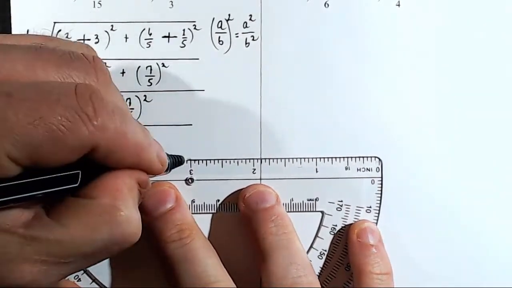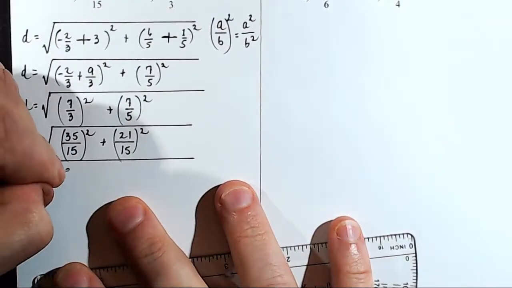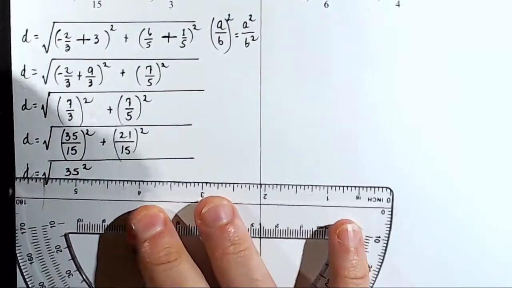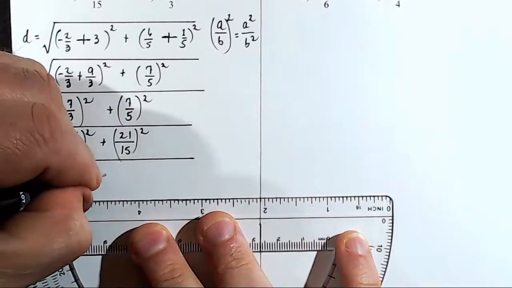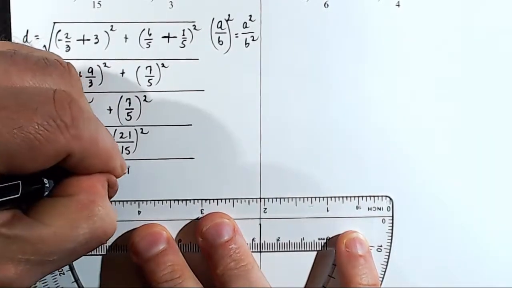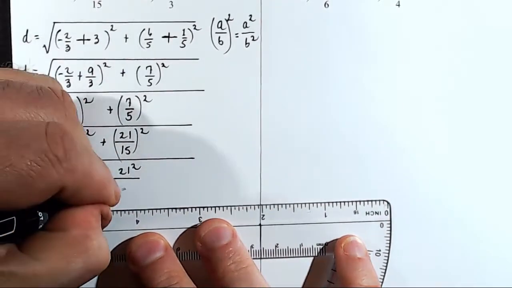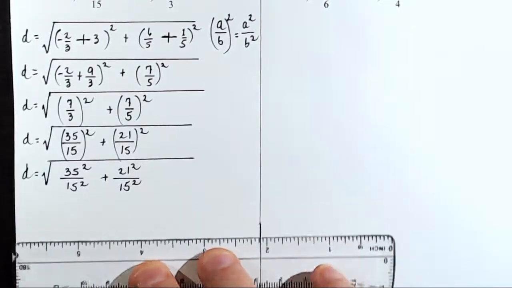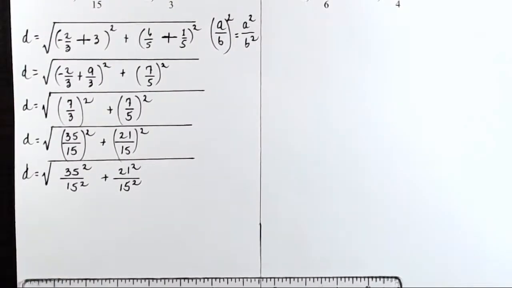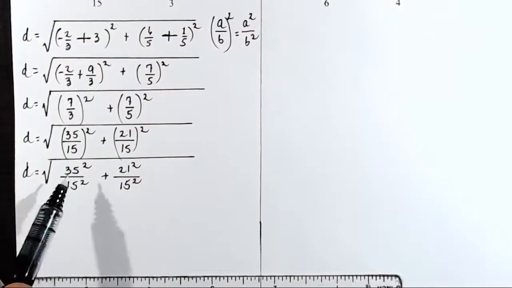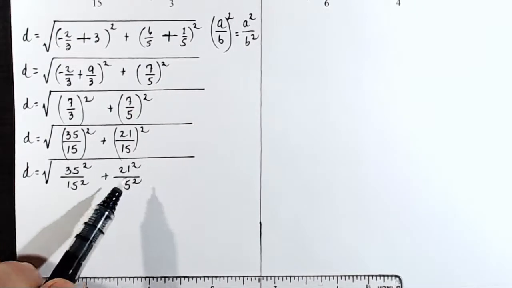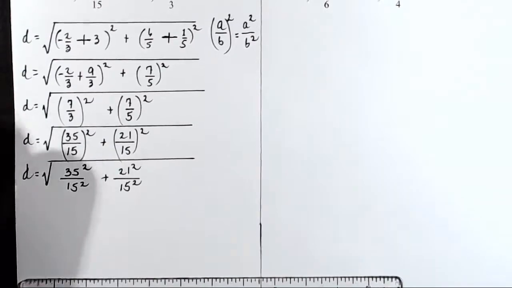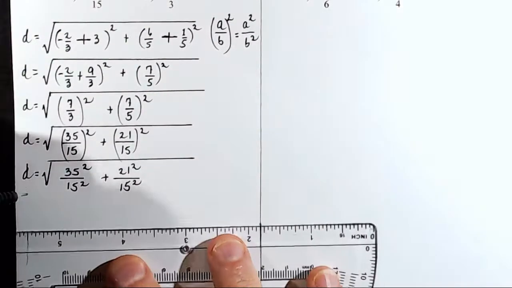D equals the square root of 35 squared over 15 squared plus 21 squared over 15 squared. And now I recognize that I have a common denominator, okay? So I can actually add these together. I can't mix these because their bases are different, but I can say 35 squared plus 21 squared over 15 squared, all underneath the square root symbol. So I'll do that step here.